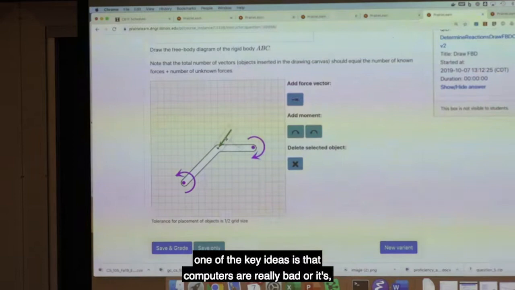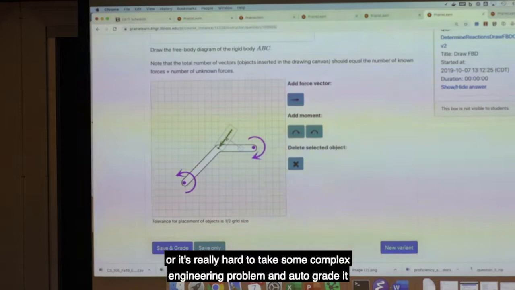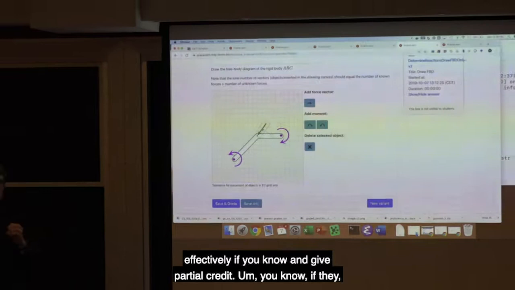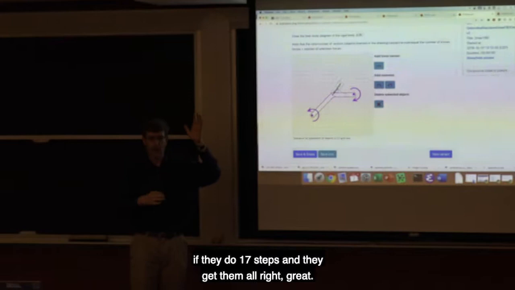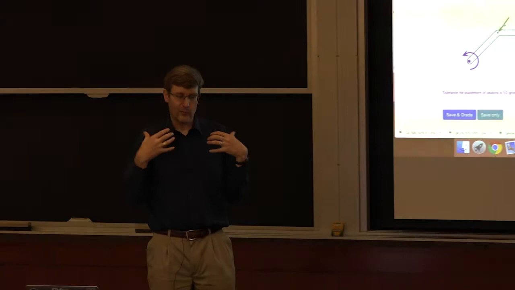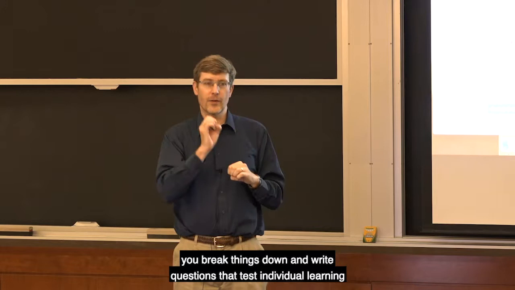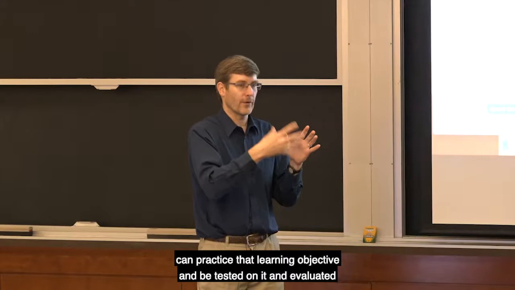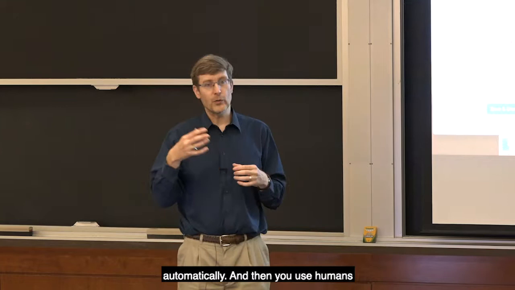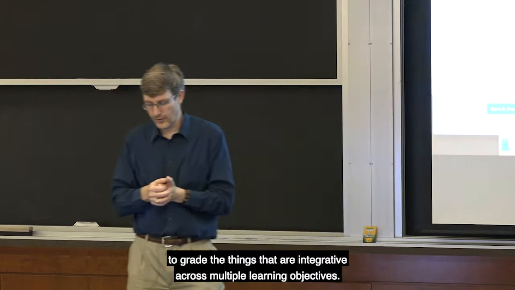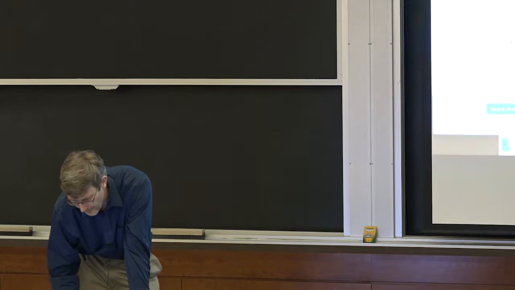One of the key ideas is that it's really hard to take some complex engineering problem and auto-grade it effectively and give partial credit. If they do 17 steps and they get them all right, great, we can say you did it correctly. But it's really hard to say you deserve 80% of the points because you only missed this one thing. So what we recommend, at least for these computerized exams, is that you break things down and write questions that test individual learning objectives. The student can practice that learning objective and be tested on it and evaluated automatically, and then you use humans to grade the things that are integrative across multiple learning objectives. So this is really good for the individual building block skills.